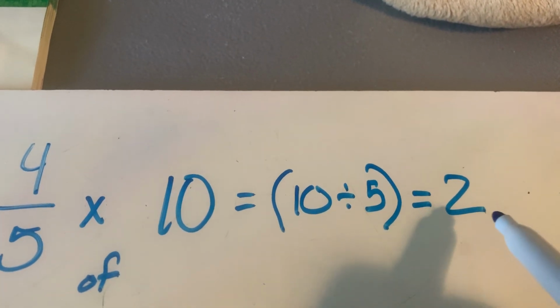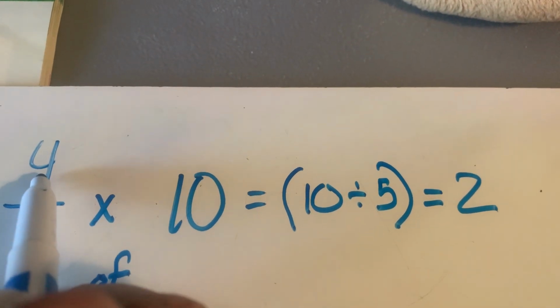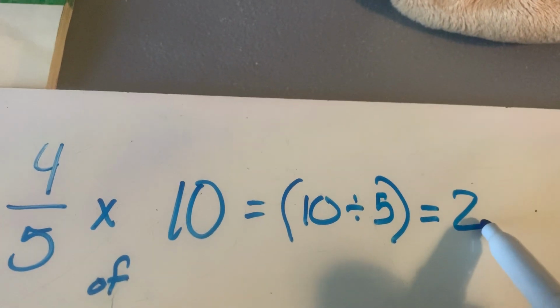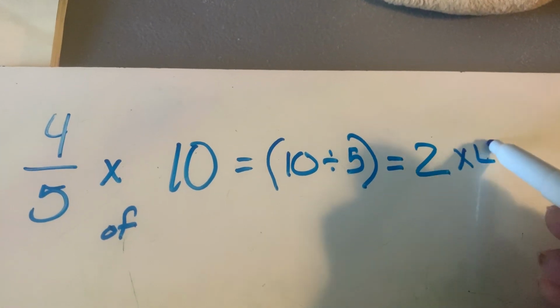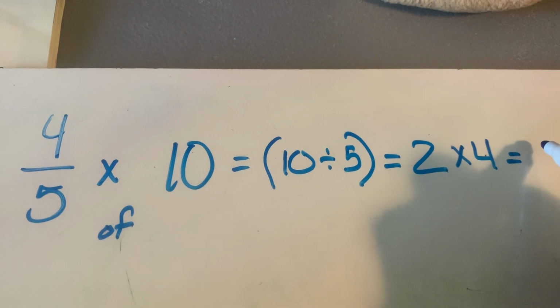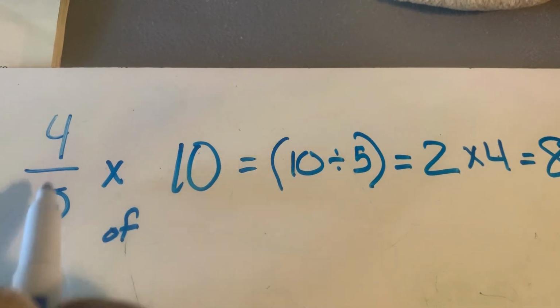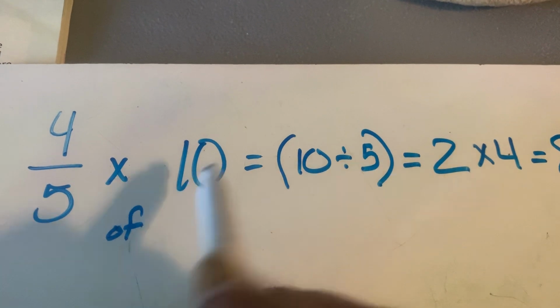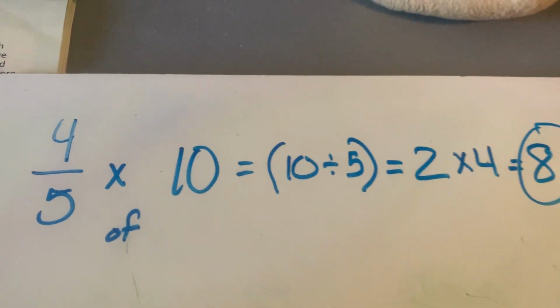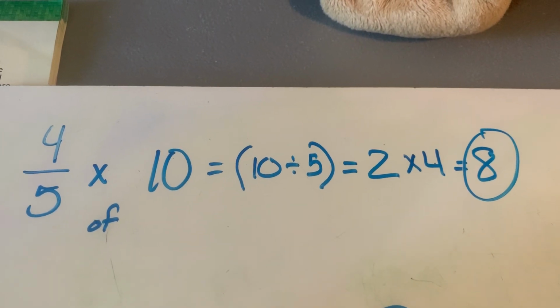And then I'm going to think about, oh, I needed 4 rows of those 2. So I'm going to multiply 2 times 4, which equals 8. So 4/5 of 10 equals 8. Okay?